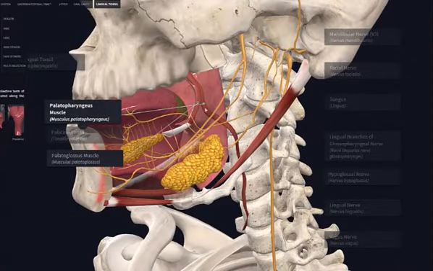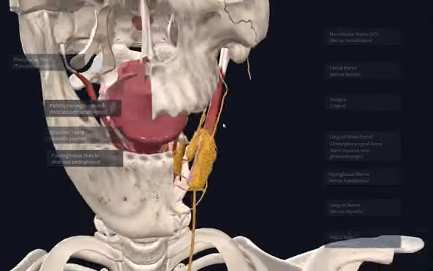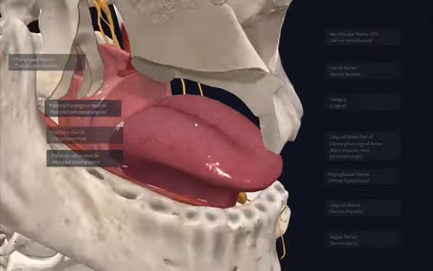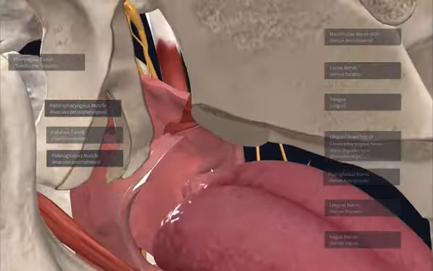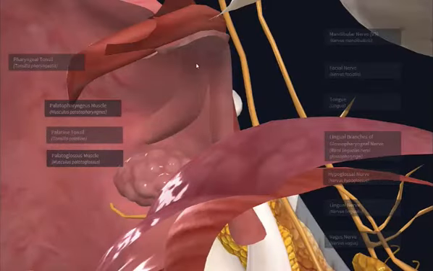There's the palatopharyngeus and the palatoglossus. Well, the palatopharyngeus goes down from the palate to the pharynx, and the palatoglossus goes from the palate to the tongue. If we turn this over here and look from the inside, we can actually move and zoom in, and we can see that they actually form arches, right?